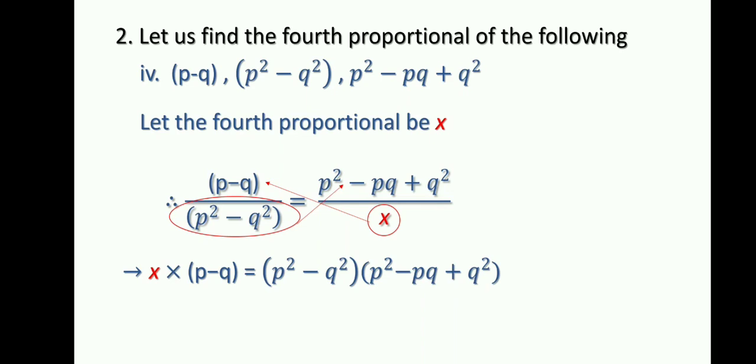We have cross multiplied. Now you can see p minus q on the left hand side will also go to the denominator on the right hand side. So that is what we are left with.